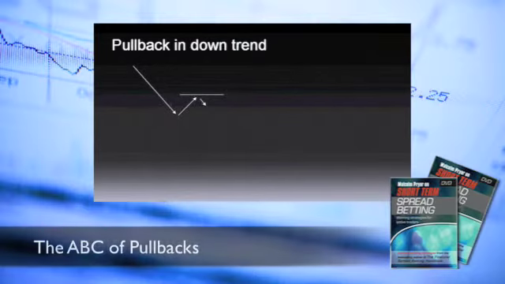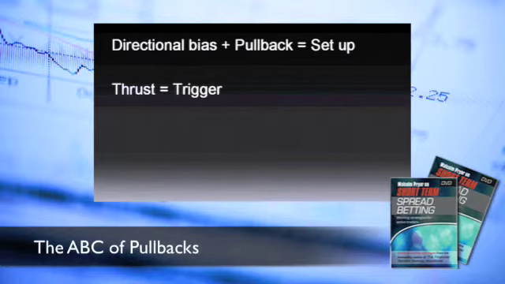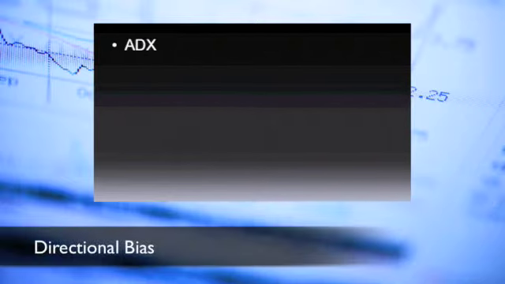Now let's link this to an earlier module. When we have a directional bias and see a pullback, what have we found? We've found a setup. And when we then see a thrust, what have we got? We've got the trigger. There are many tools that can be used to form a directional bias.